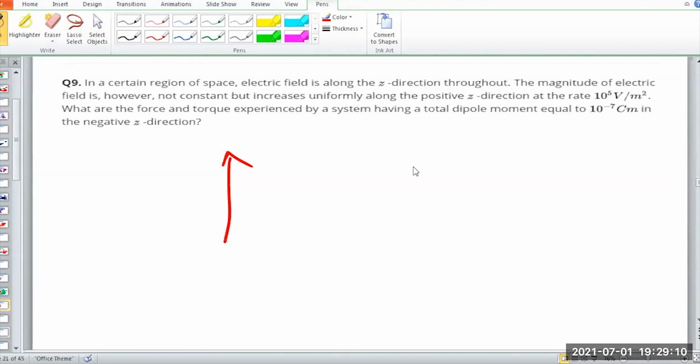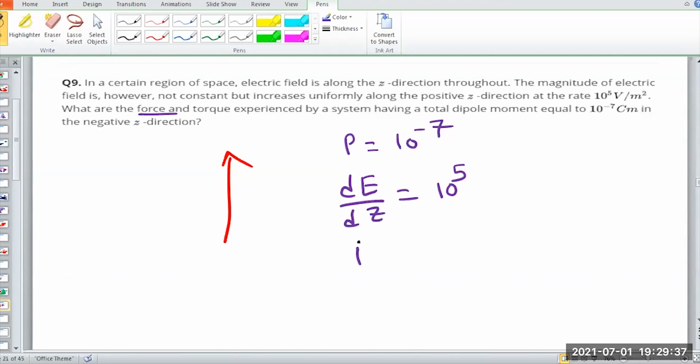The magnitude of electric field is, however, not constant, but increases uniformly. Some questions have been given from NCERT also, because sometimes direct questions come up. I am given the dipole moment 10 to the power minus 7. I am given the rate of change of electric field along the z direction, that is 10 to the power 8, and I am asked the force. So my force will be P into dE by dz.